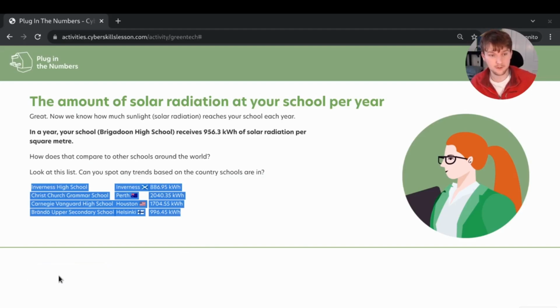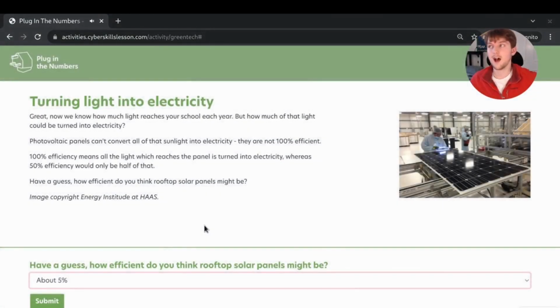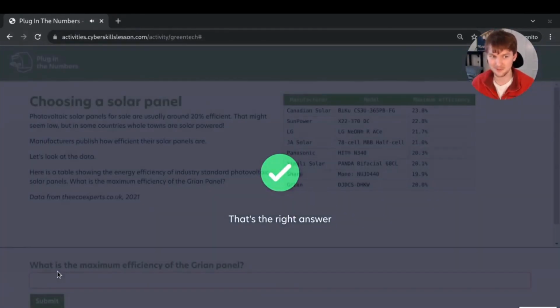So let's move on to a final part, which is how we turn this energy coming from the sun into electricity, and let's work out how much of it we can generate. This question is asking, how efficient do you think rooftop solar panels might be? It's actually quite surprising. I did initially think much higher, but no, it's 20%.